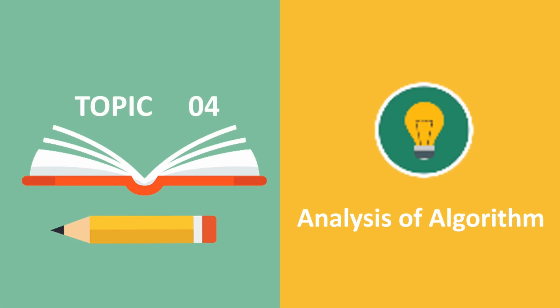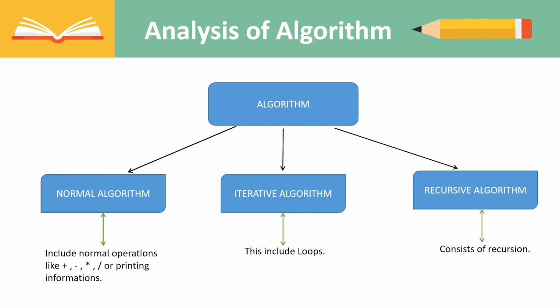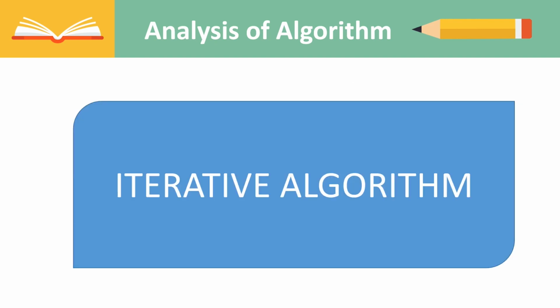Now we are going to learn analysis of algorithm. Algorithms are of three types: normal algorithm, iterative algorithm, and recursive algorithm. Normal algorithm includes the normal operations like addition, subtraction, multiplication, division, or printing values. Iterative algorithm includes the use of loops. The recursive algorithm consists of recursion. Let's take a close look at iterative algorithm.